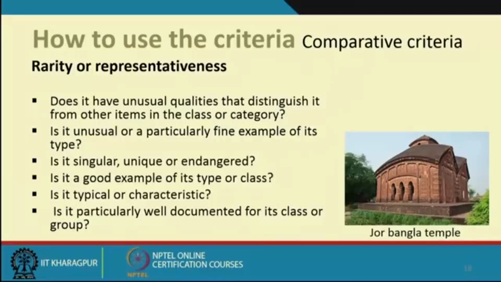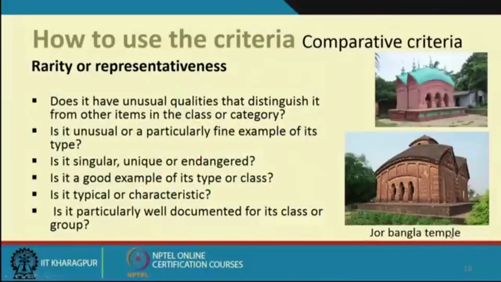Taking the example of the Jor Bangla temple of Bishnupur in terracotta, it is a very specific type of temple where the twin hut style of temples is used. There are many examples of Jor Bangla temples all over. They are in Bangladesh, many places of West Bengal, and some in Bihar also. So, how do we establish that this particular Jor Bangla temple is important? It is not about rarity, it is representing a particular typology, and that has to be established, that how well it represents a particular typology.